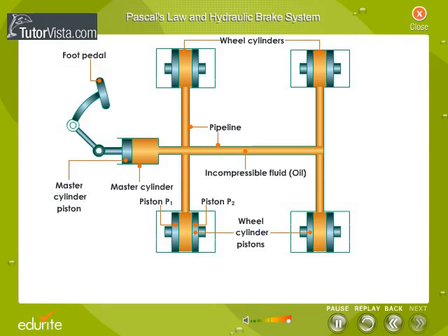The other end of the pipeline is connected to the wheel cylinder having two pistons, P1 and P2, attached to the brake shoes. The area of cross-section of the wheel cylinder is greater than the area of the cross-section of the master cylinder. Let us see what happens when brakes are applied.